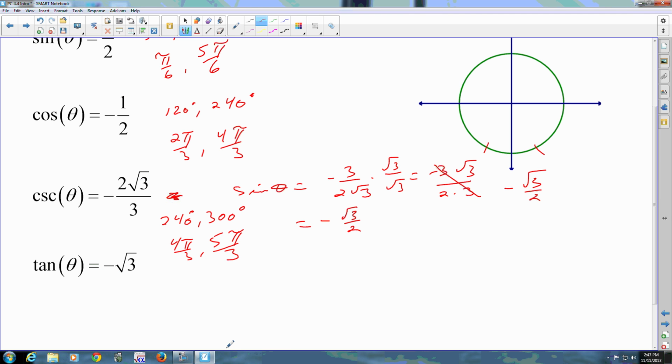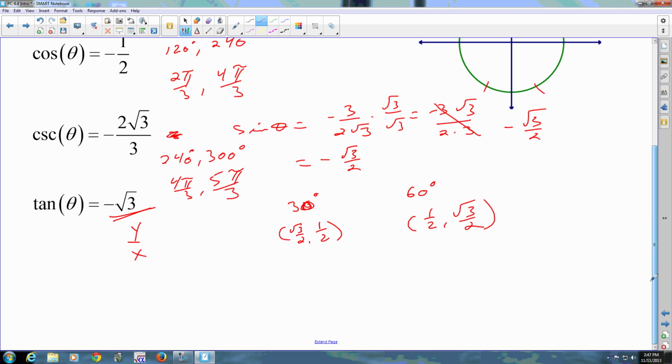Where's tangent negative square root of 3? Okay. To figure this one out, tangent, because it's a fraction, y over x, you guys have to know, all right, it's got a square root of 3 in it, it's got to be a 30, or it's got to be a 60. There's no other place on the unit circle where that's true. The coordinate is square root of 3 over 2, a half, or a half, square root of 3 over 2. And what you do is you just try one. Okay, y over x. So it's a half times 2 over the square root of 3. And I get 1 over the square root of 3.